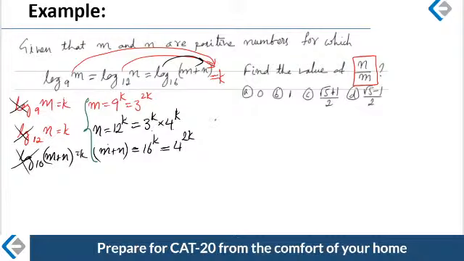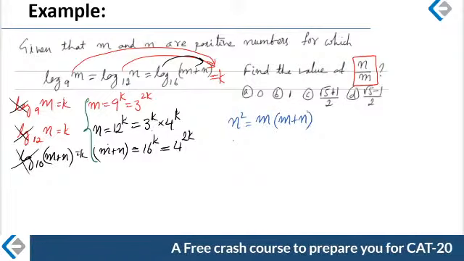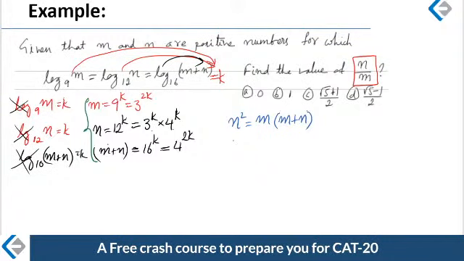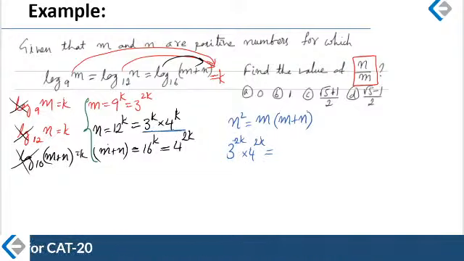I will tell you. Now look at this. Now you have 3 raised to, what is n square equal to? n square is equal to m into m plus n. Let me substitute it. What is n square, my friends, for your information? So what I saw is this. m square is nothing but 3 raised to power 2k into 4 raised to power 2k. That is n square, because n is 3 raised to power k and 4 raised to power k.